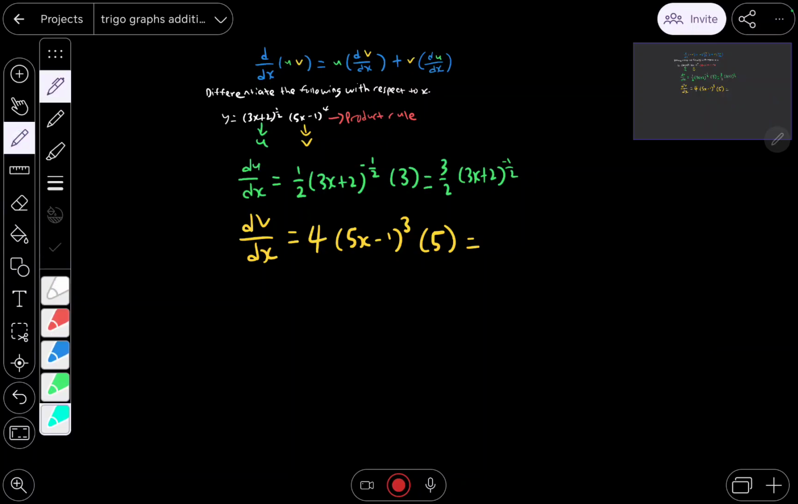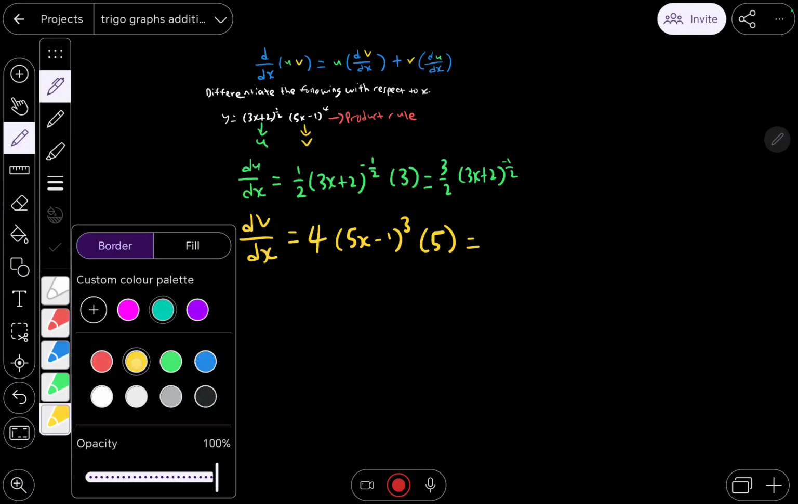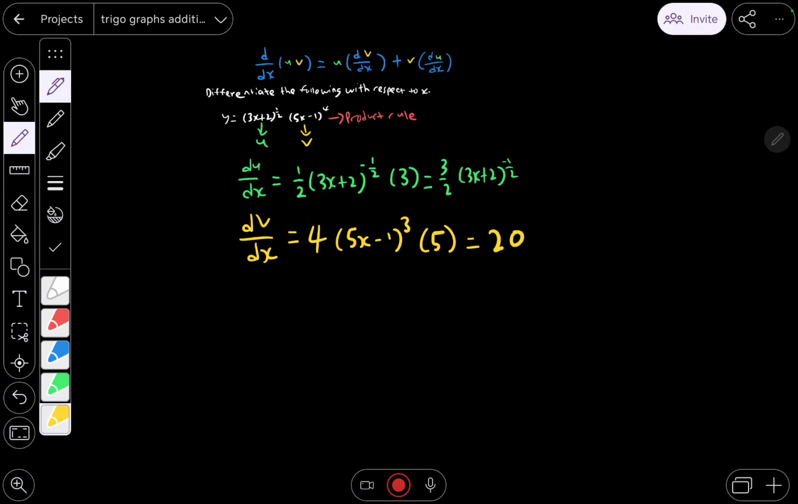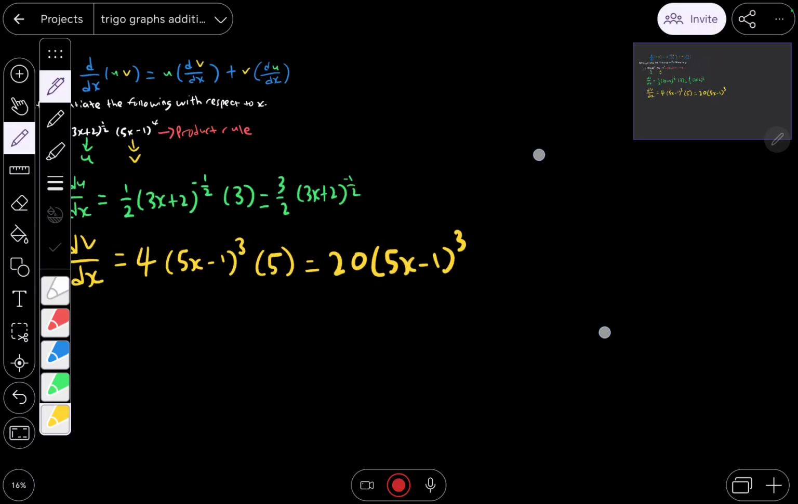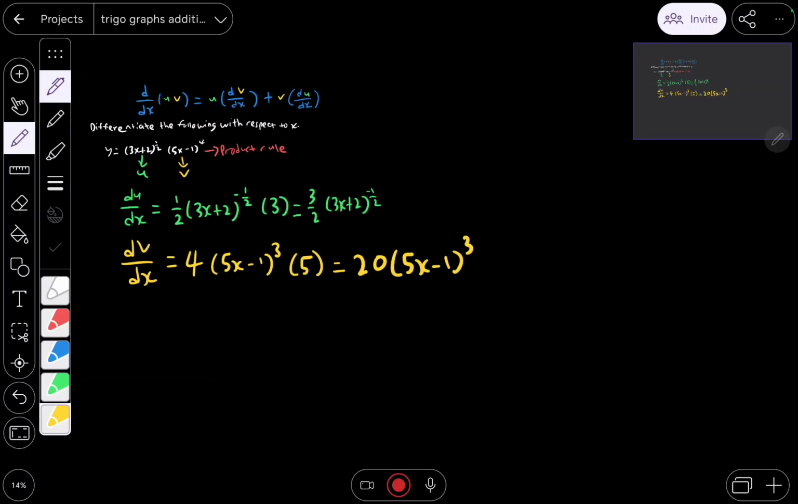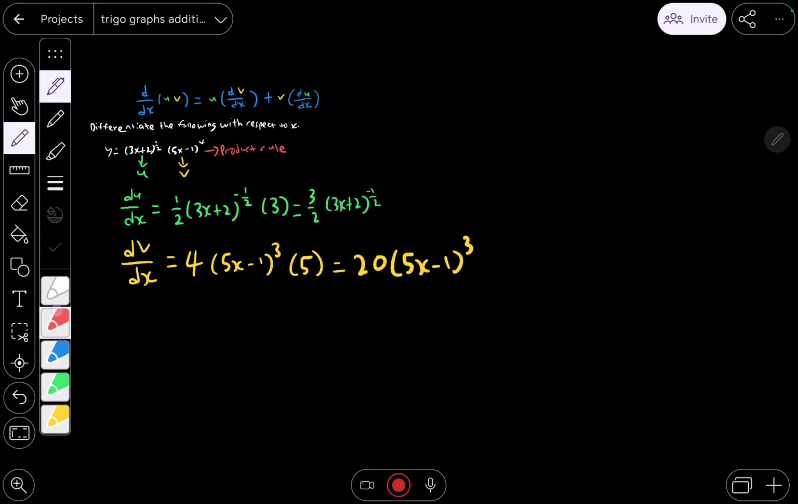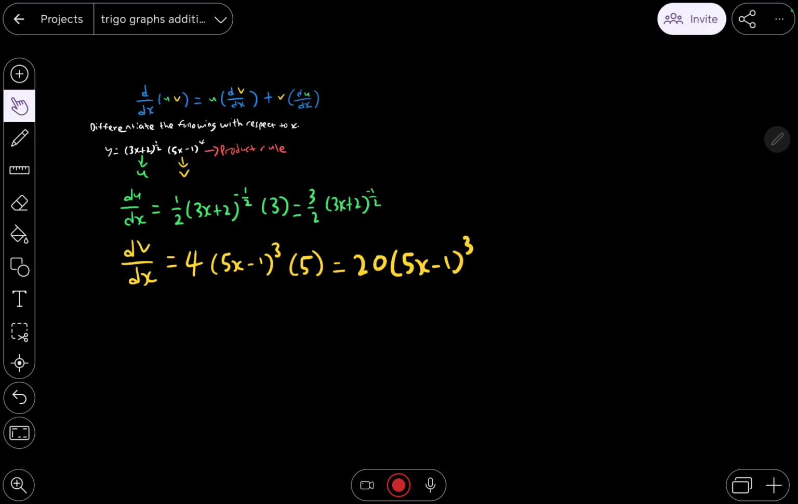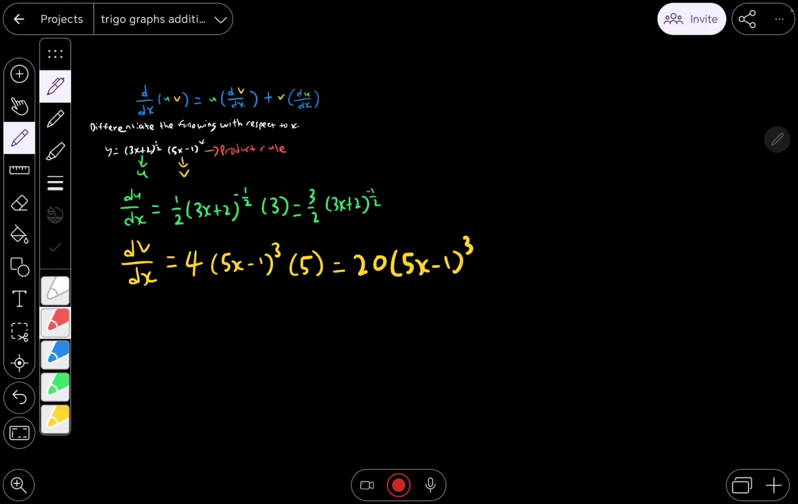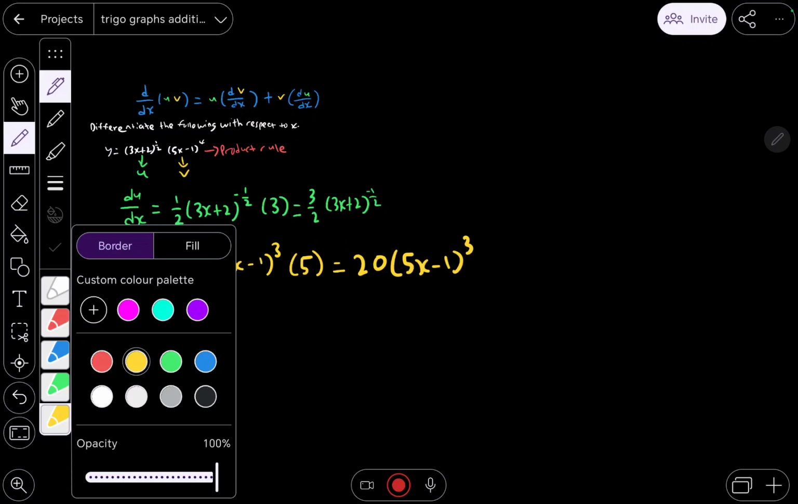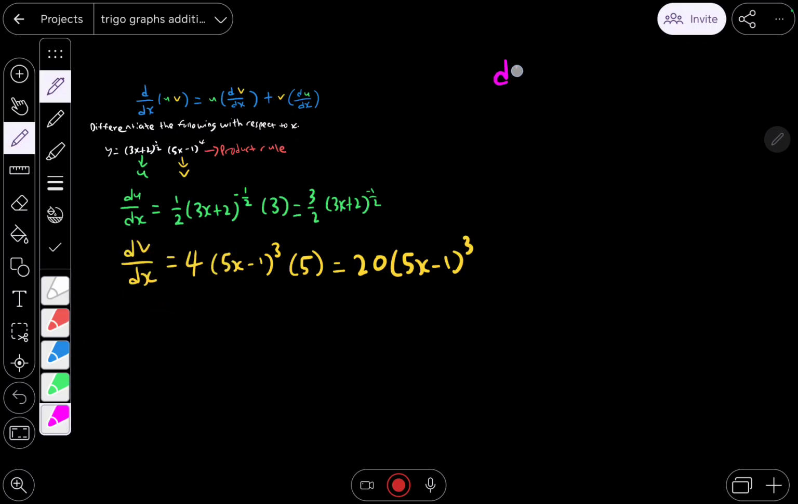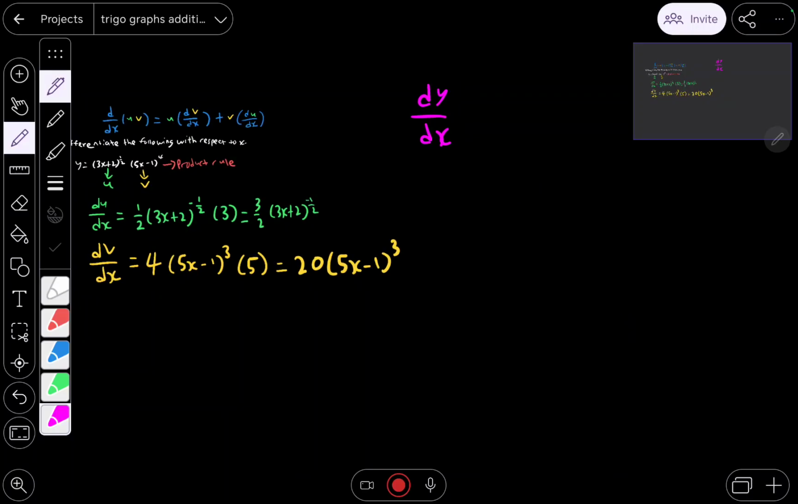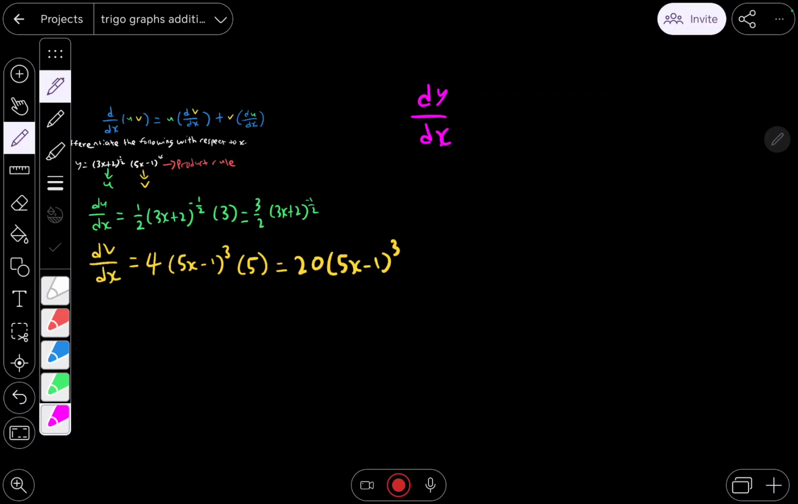So when we do this, what do we get? We get 20(5x - 1) to the power of 3. Alright, so now we have your dv over dx and your du over dx. Let's start to apply, and let's ask ourselves this question: is it in the nice form to differentiate? If it is in the nice form, let's start to differentiate. So we know that dy over dx, let's sub in our u and v.